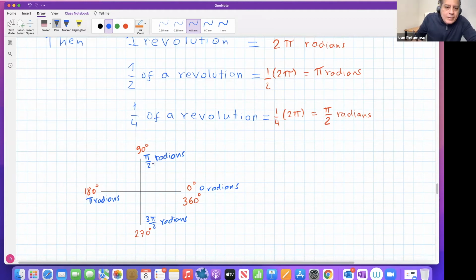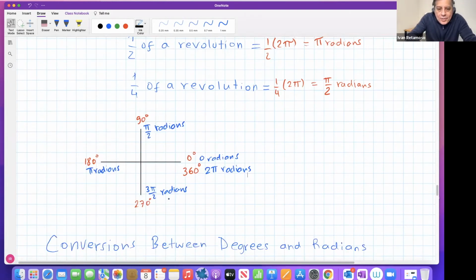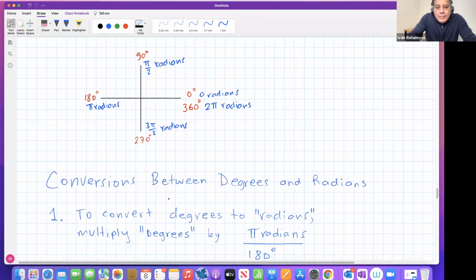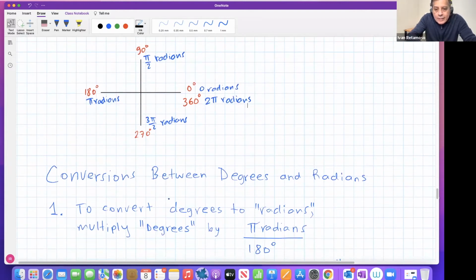All right, so you can see the equivalence: 0 radians with 0 degrees, 90 degrees with pi over 2 radians, 180 degrees with pi radians, 270 degrees with 3 pi over 2 radians, and of course, 360 degrees with 2 pi radians, a full revolution. Based on these equivalences, we can think of converting from degrees to radians or from radians to degrees. Here, conversion between degrees and radians.